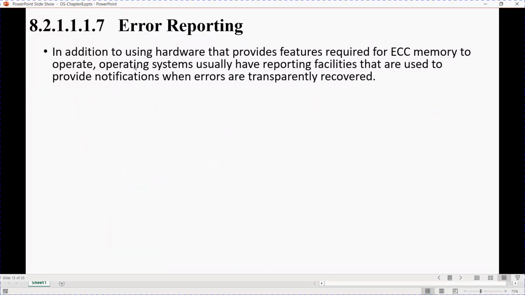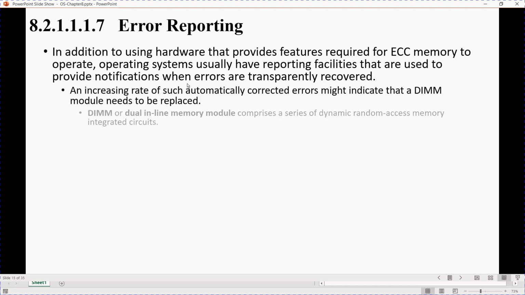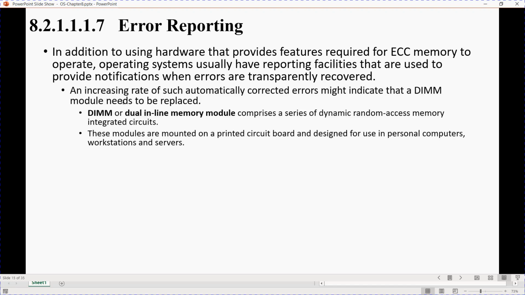In addition to the hardware correction system, operating systems have reporting facilities to notify of the errors that have been recovered. If the number of errors starts getting higher, it might be an indication that one of the memory modules is failing and needs to be replaced.